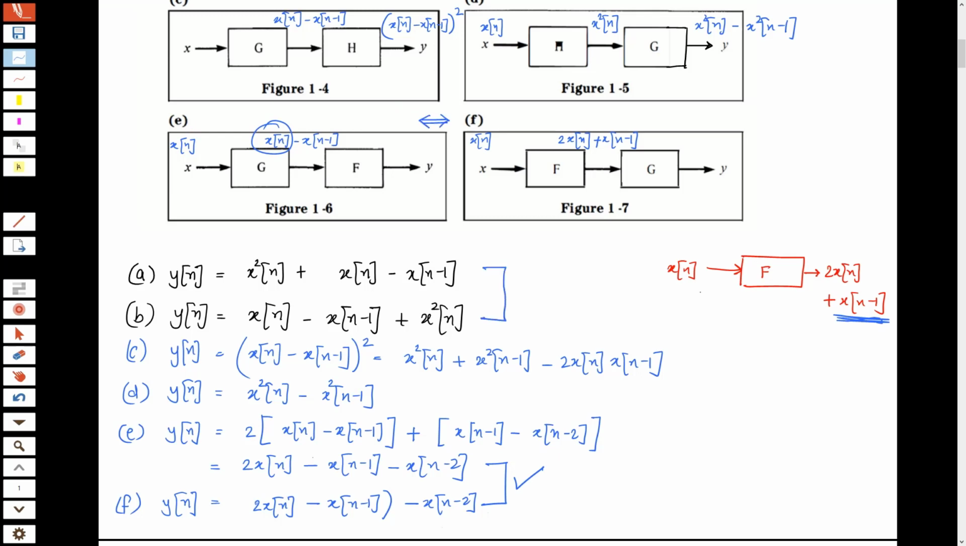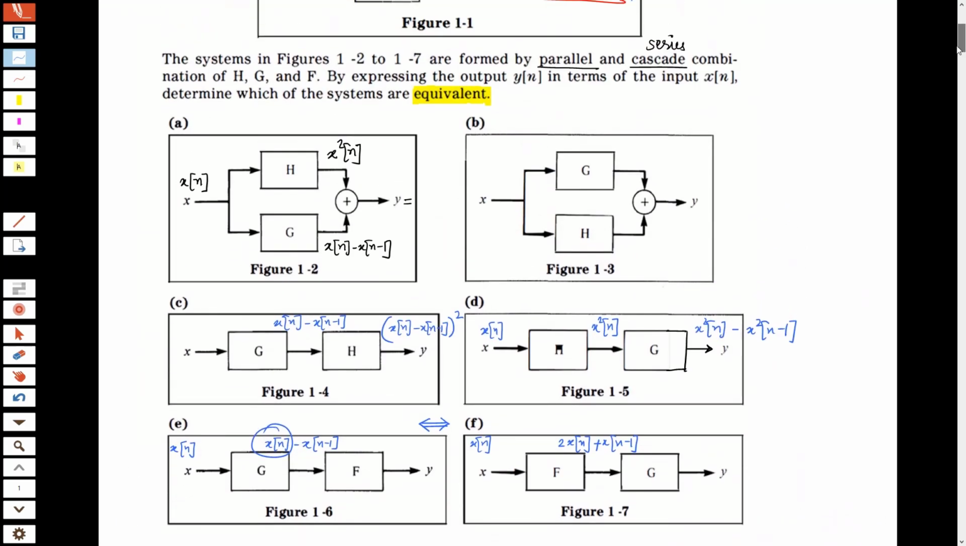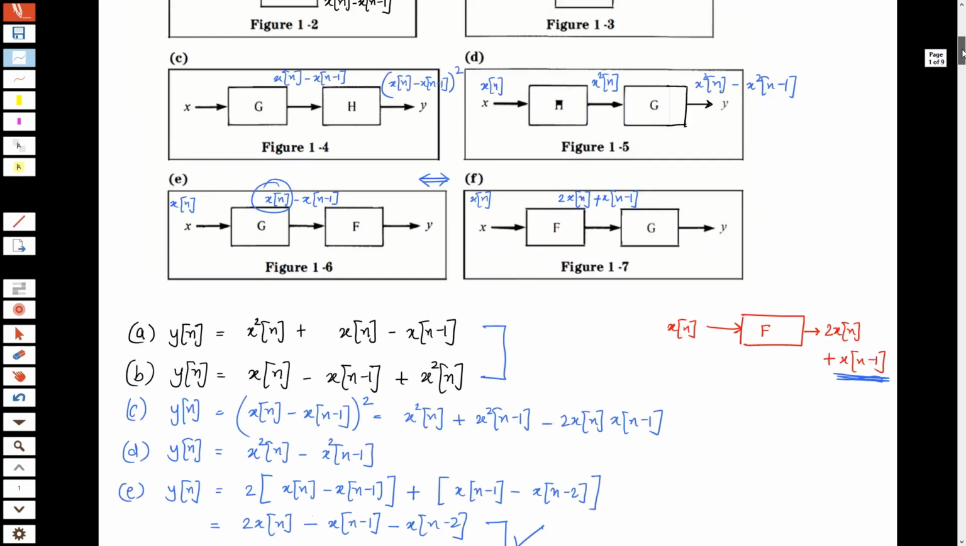We also notice from the beginning that section A and B, these two systems are also equivalent. Okay, because firstly, in parallel combination, it doesn't matter in which order you connect them. That's why they are equivalent. And in series, it doesn't matter which one you connect first and which one you connect later.